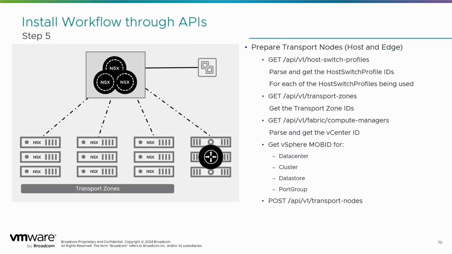In step 5, we prepare the transport nodes, the hosts and the edges. First get the information, and then like everything else, once you gather all the information that you want, you can then post the transport node configuration that you wish to deploy.